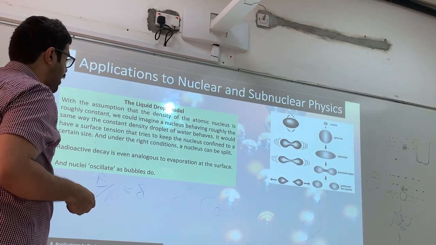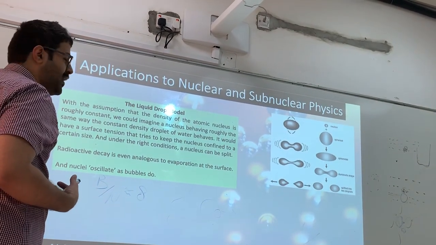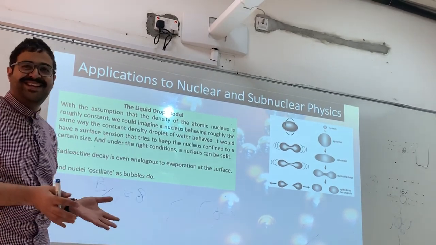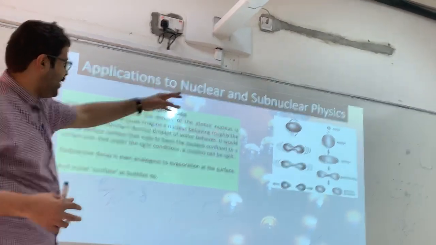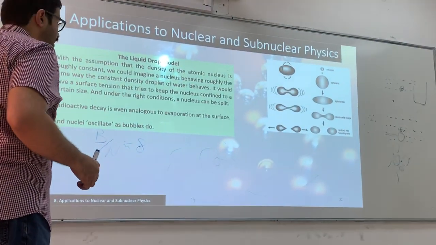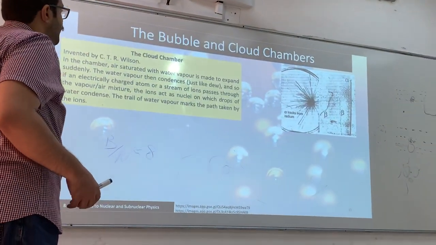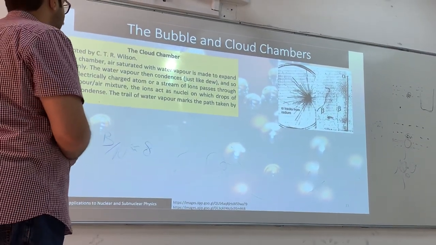Radioactive decay is even analogous to evaporation at the surface. So the decay is like evaporation in the surface. Something decays, and we liken it to liquid. And nuclei oscillate as bubbles do, okay? Finally, the bubble and cloud chambers.